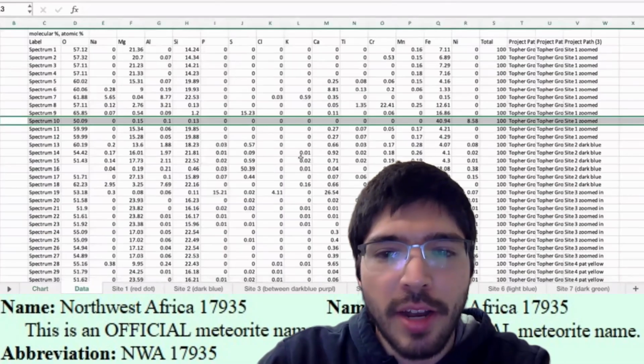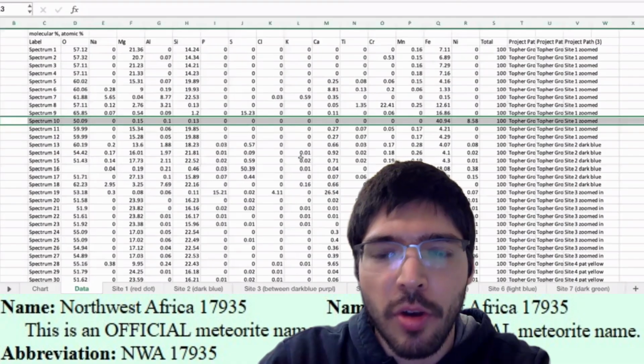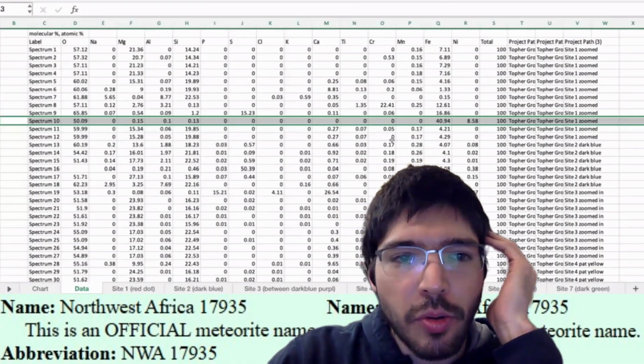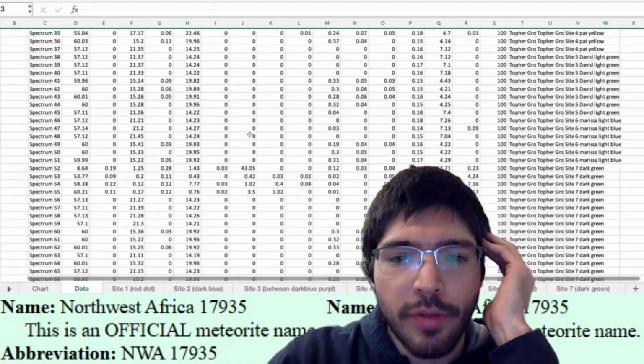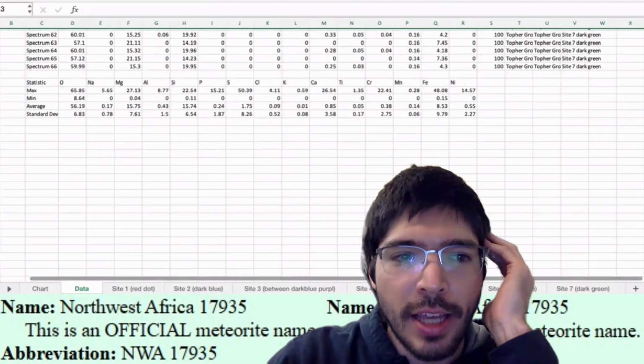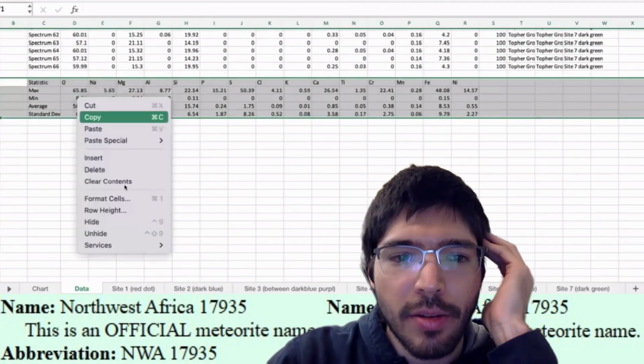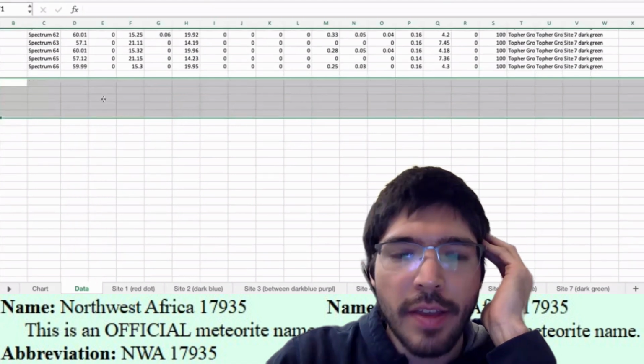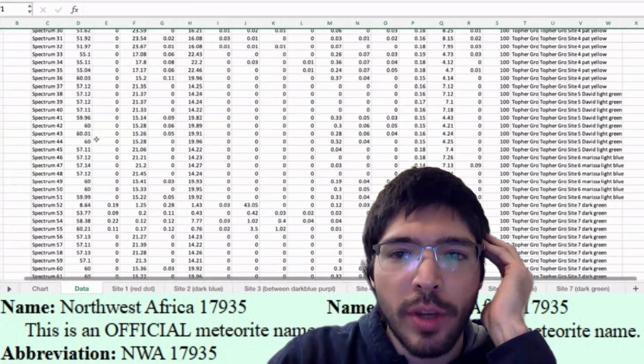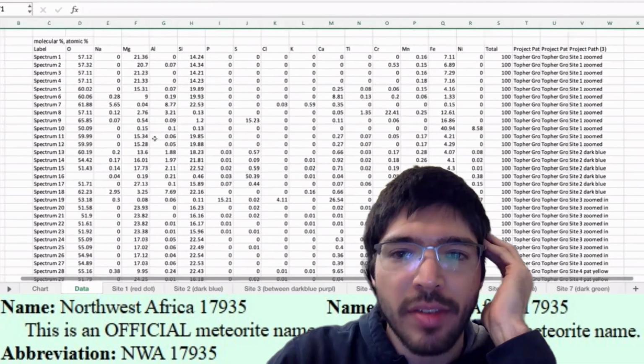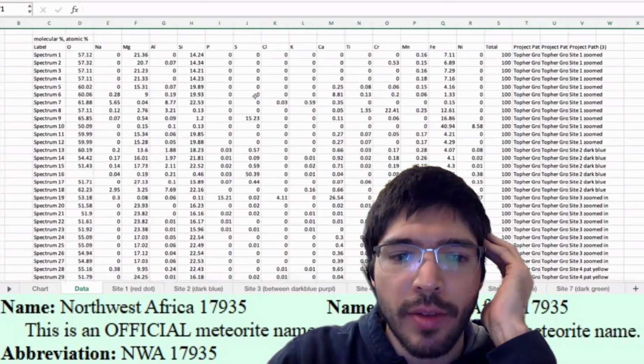Okay, so if there's not any other questions, I'll get started. The first thing I do is I get rid of this little thing that shows the statistics. This is averaging everything, but we know we have different mineral phases, so we have to separate them out according to mineral phase. So I get rid of that first.